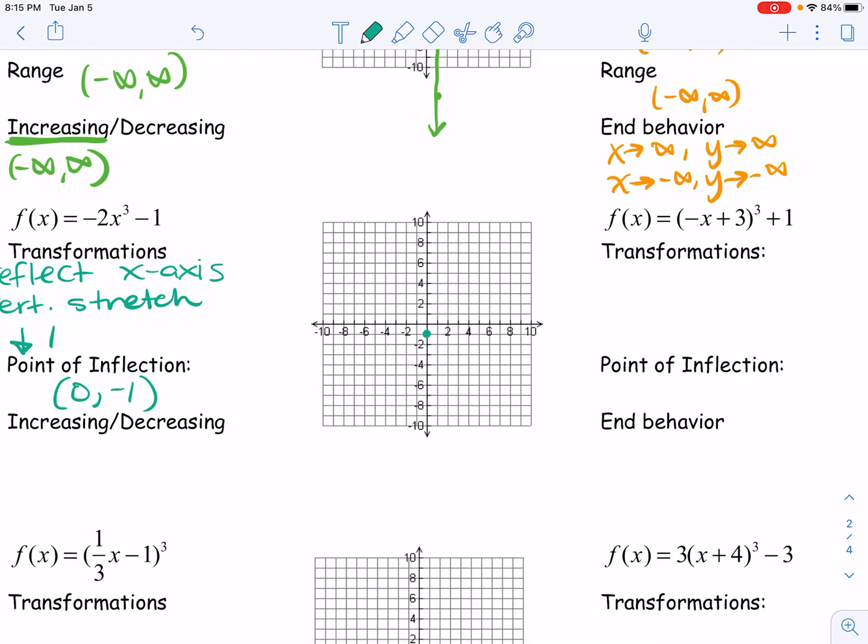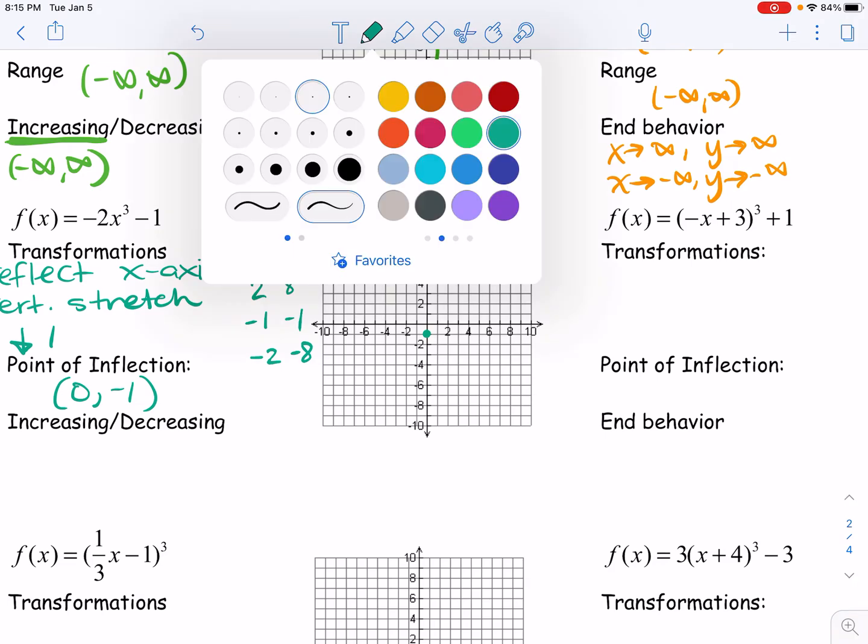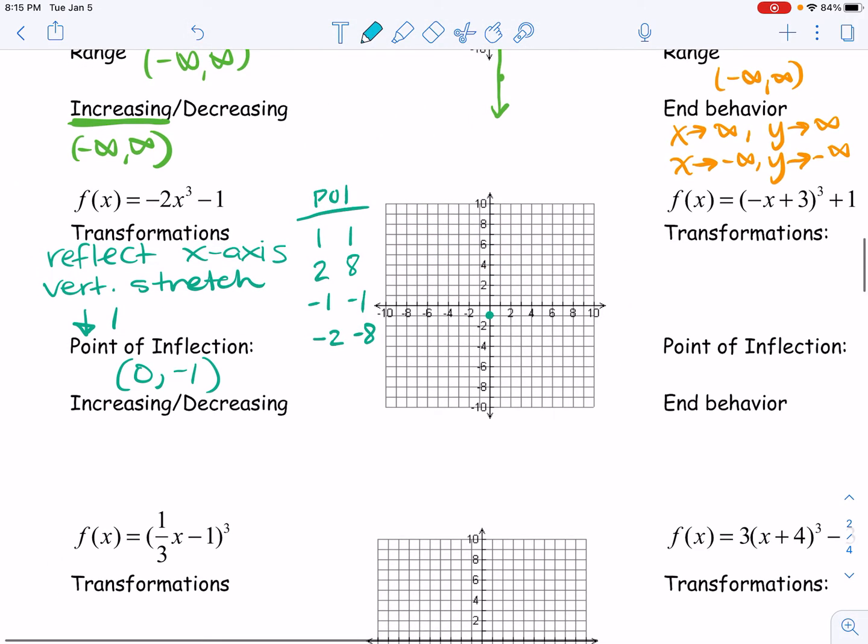If you want to plot, write out the pattern of graphing from the point of inflection: right 1, up 1, right 2, up 8, left 1, down 1, left 2, down 8. And then alter it as needed. So I'm going to change colors real quick and say, if I've reflected over the x-axis, everything that was going up is now going to go down. And I'm vertically stretching, so everything is getting multiplied by that 2.